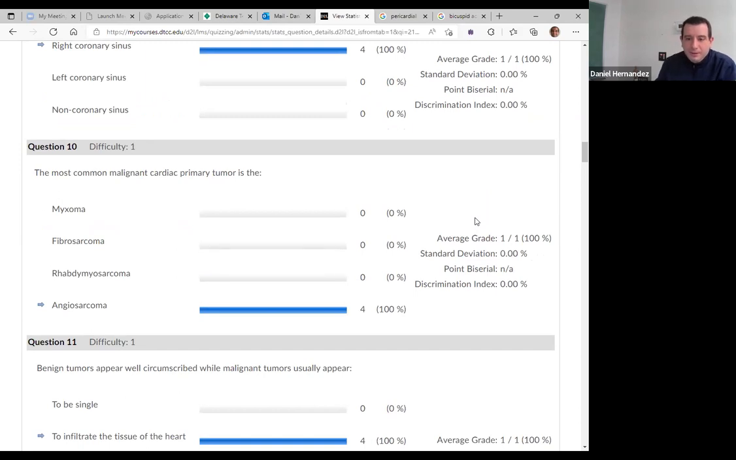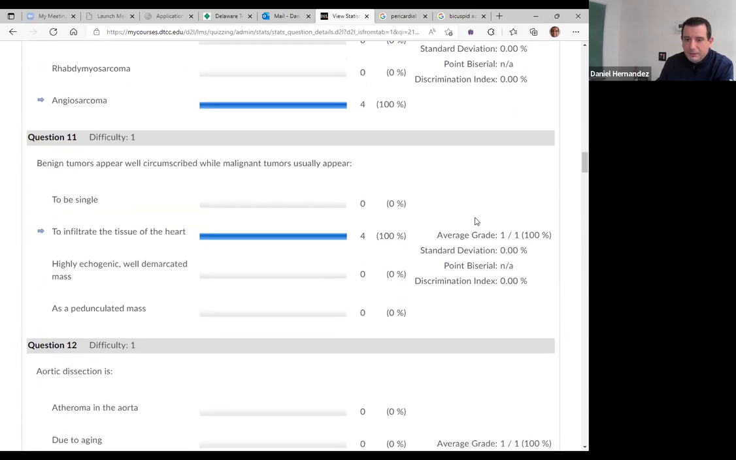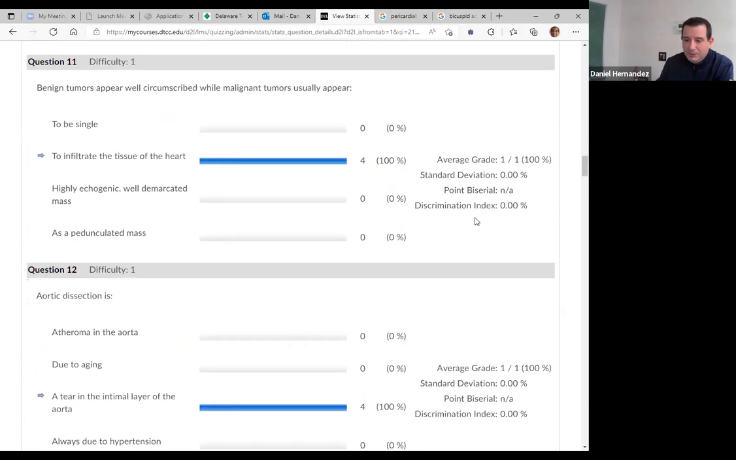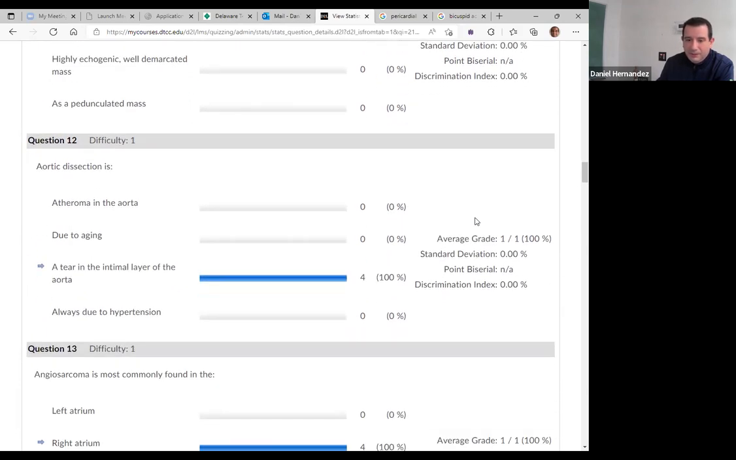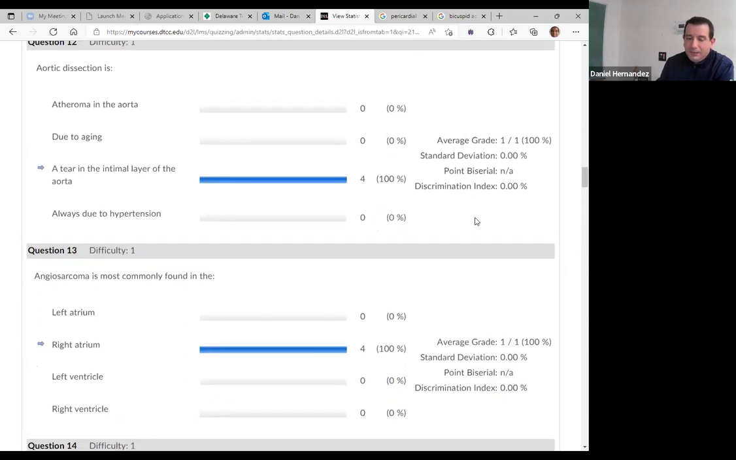Most common malignant cardiac primary tumor is going to be our angiosarcoma. Benign tumors appear well circumscribed, while malignant tumors appear to infiltrate the tissue of the heart. Good. Aortic dissection is a tear in the intimal layer of the aorta.